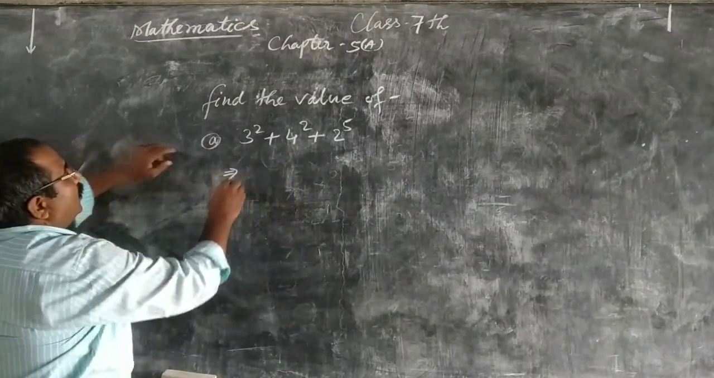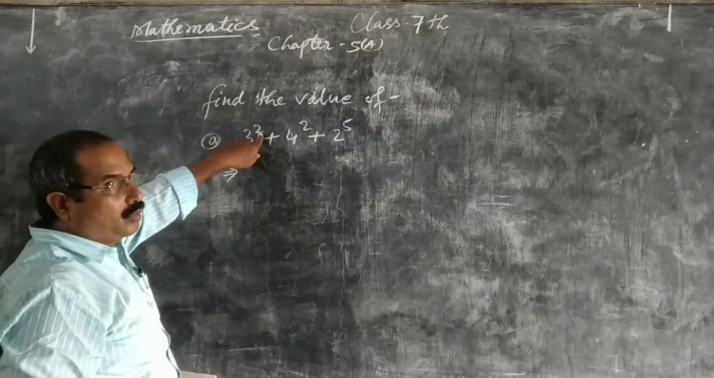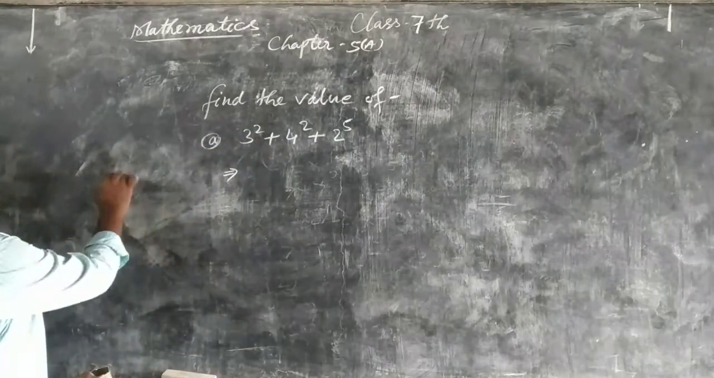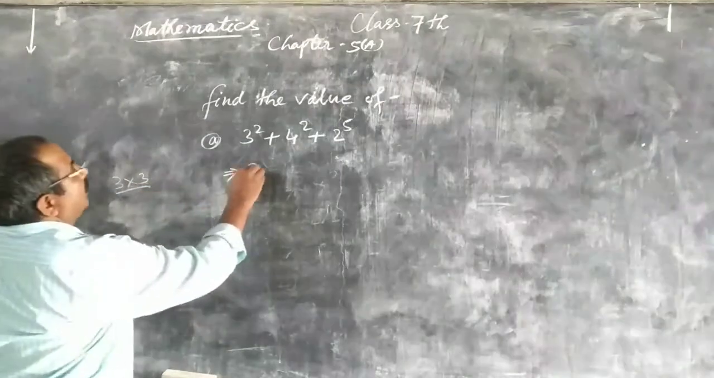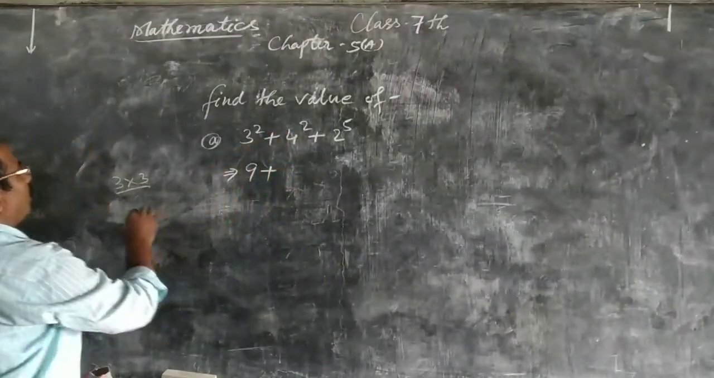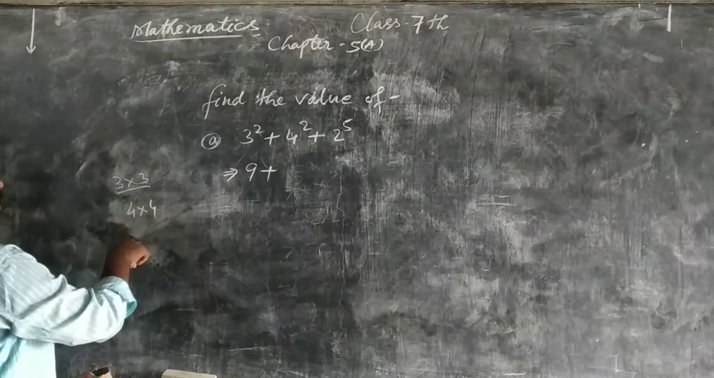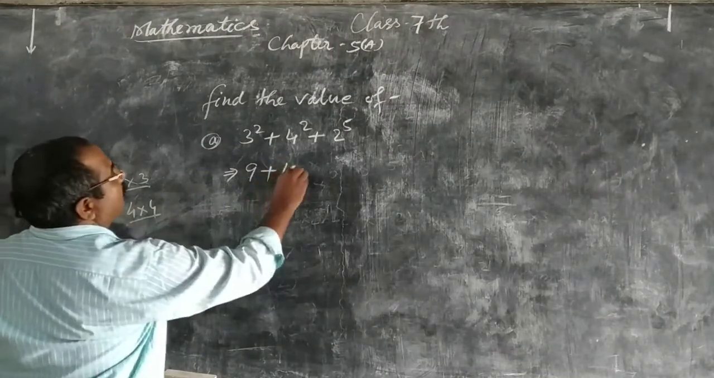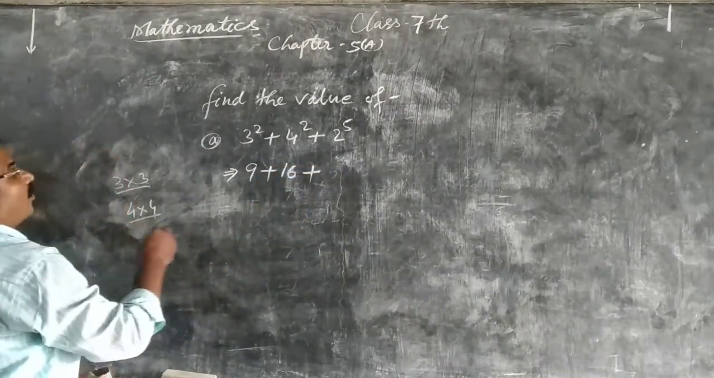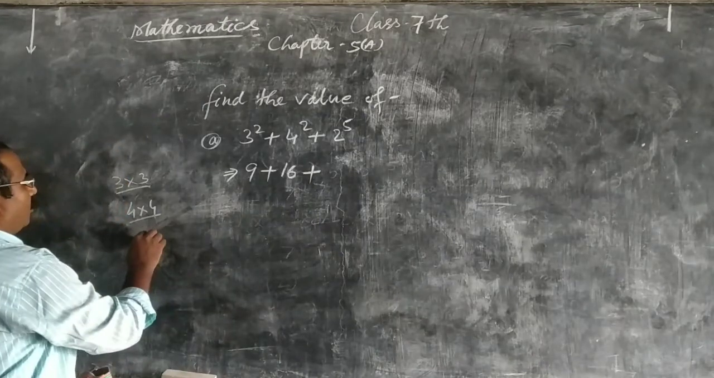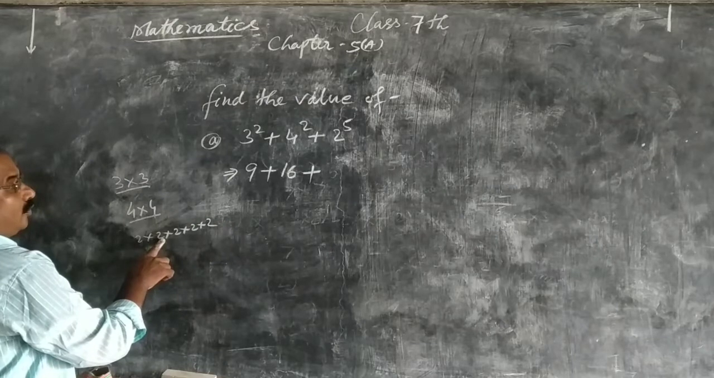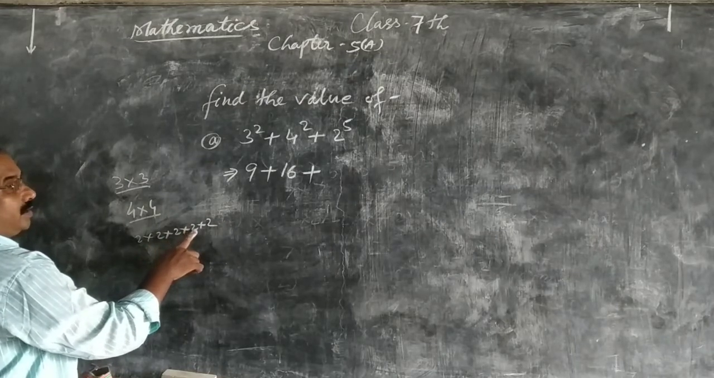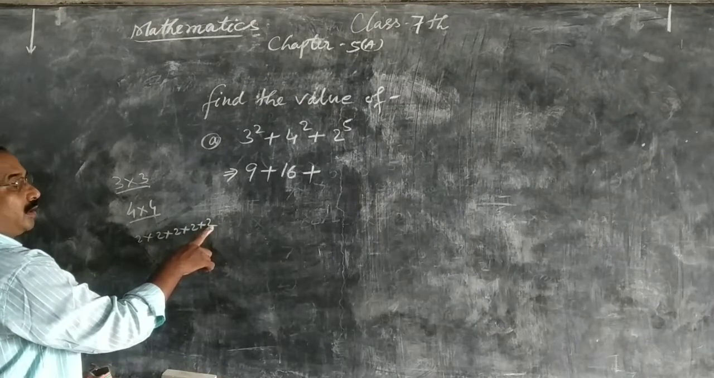So, you should know 3 to the power 2. That means you can write 3 2 times. In this way, 3 3 are 9. 4 to the power 2, you will write 4 2 times. 4 4 are 16. 2 to the power 5, so 2 into 2 into 2, 5 times. 2 2 are 4, 4 2 are 8, 8 2 are 16, 16 2 are 32.